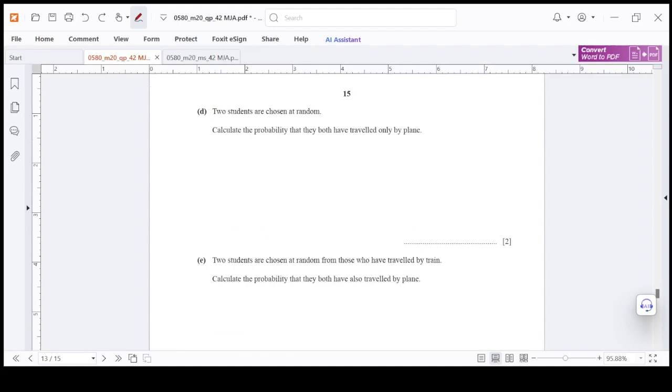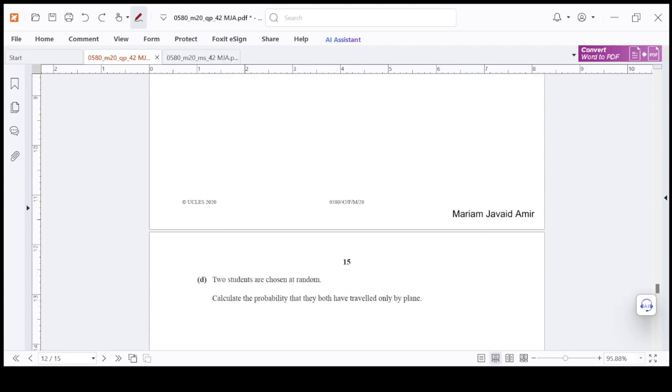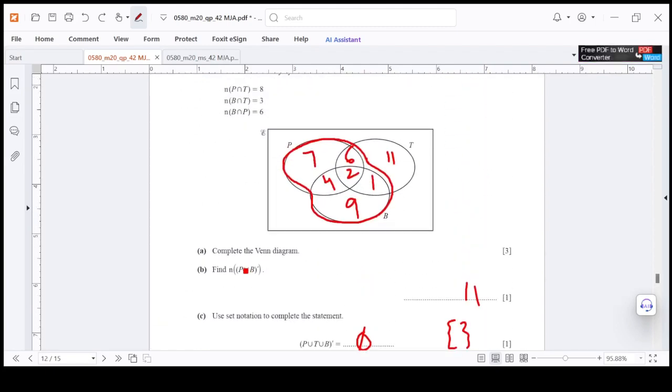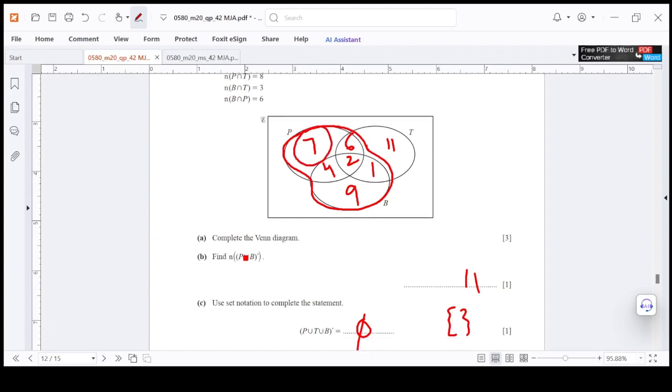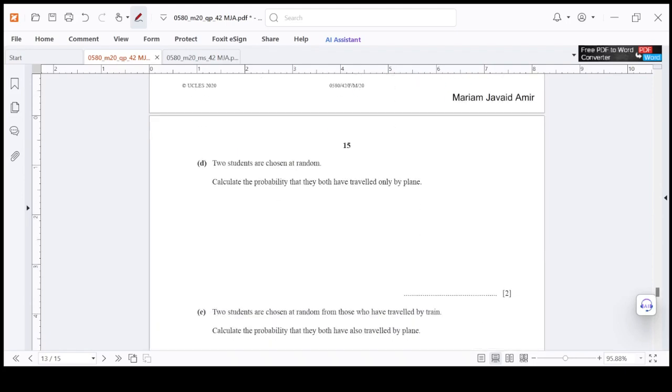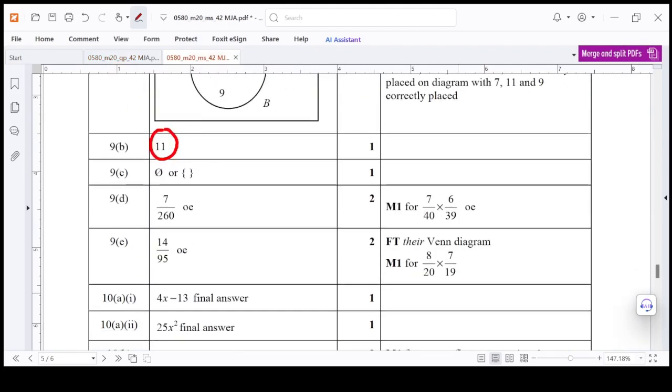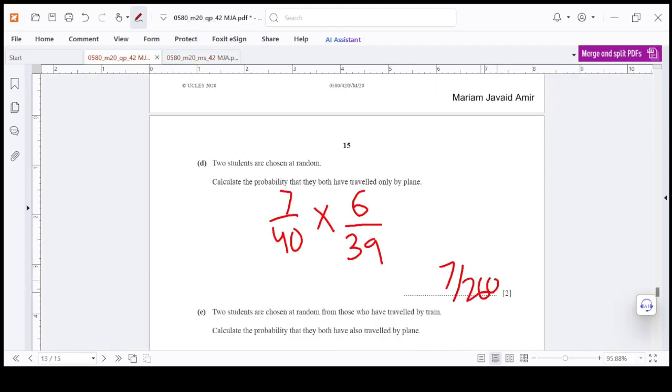So you write that. Okay, two students are chosen at random. Calculate the probability that they both have traveled only by plane. Okay, so that means you have to select two people from this region. So the first person selected would have a probability of 7 over 40 times, this person is now removed from the set, so next 6 people are left who have traveled by plane out of 39. So 7 by 40 times 6 by 39. Yep, and it's supposed to give 7 over 260. Okay, you can check from your calculator.